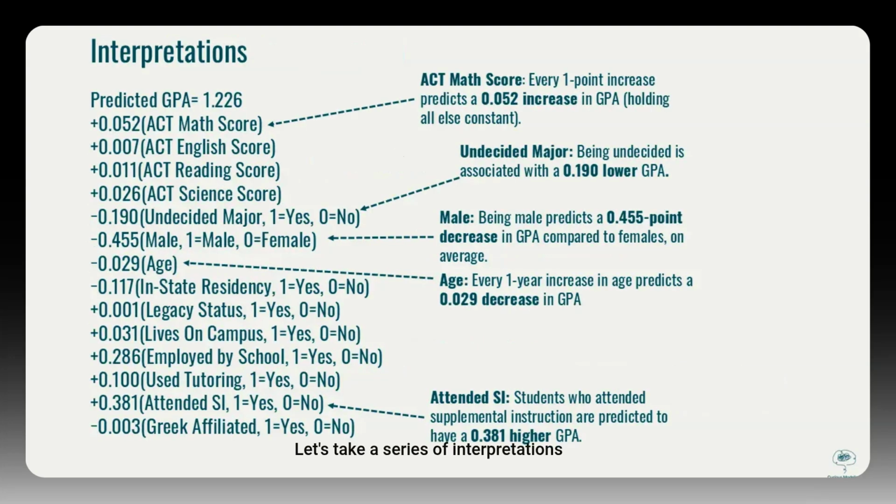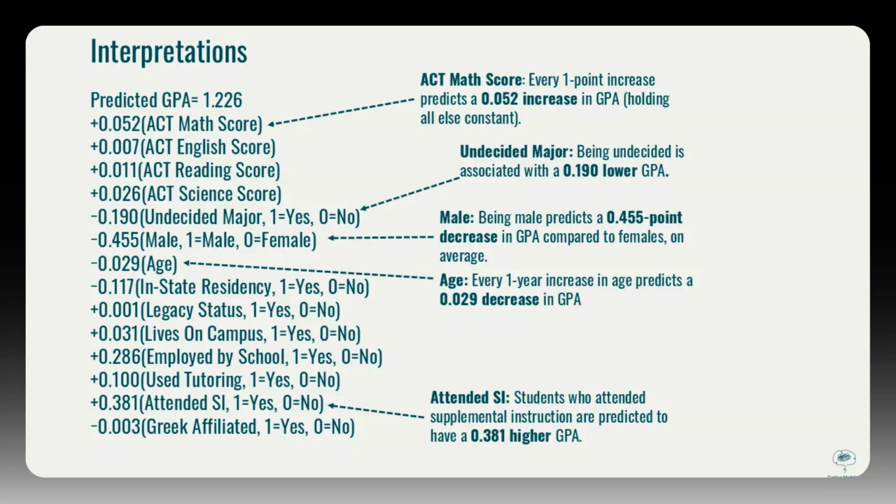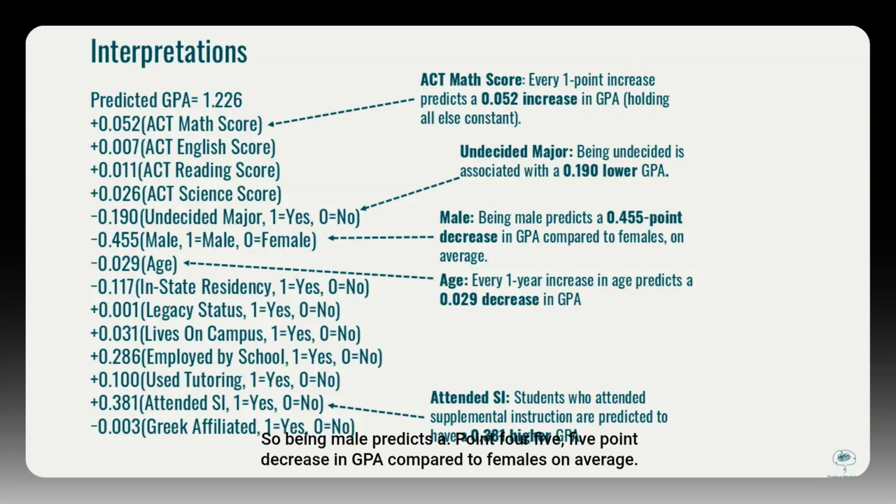Let's take a series of interpretations here. So first looking at ACT math. Every 1 point increase predicts a 0.052 increase in GPA, holding all else constant. And then a binary variable with undecided major, which we just discussed. Being undecided is associated with a 0.190 lower GPA, hence the negative coefficient. Male, also a negative coefficient. So being male predicts a 0.455 point decrease in GPA compared to females on average.